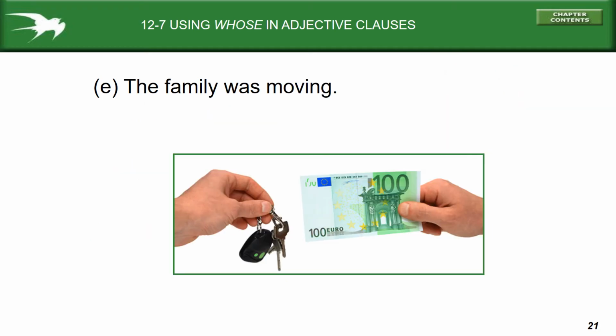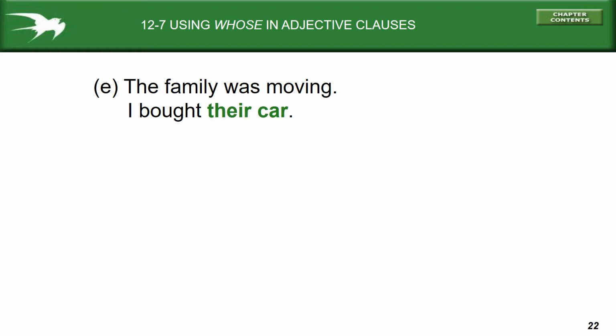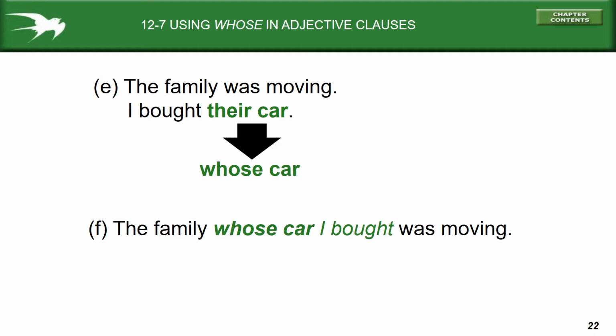The family was moving. I bought their car. So their car can become whose car? The family whose car I bought was moving. It works as well when it's in the object position. We move it to the beginning like always. The family whose car I bought was moving.